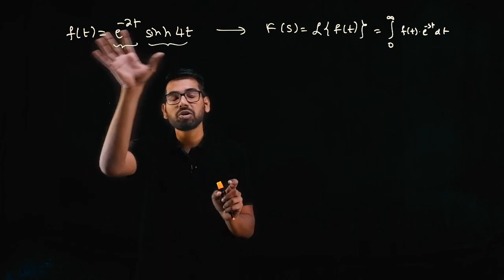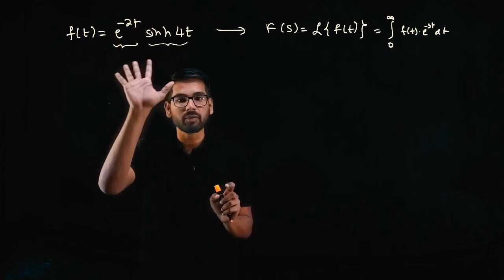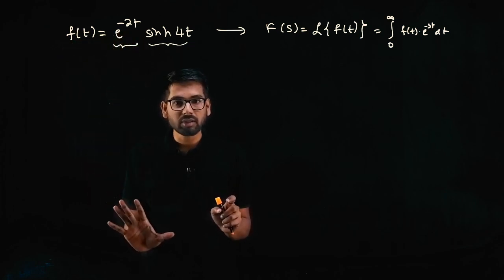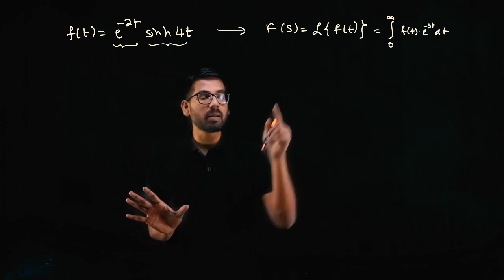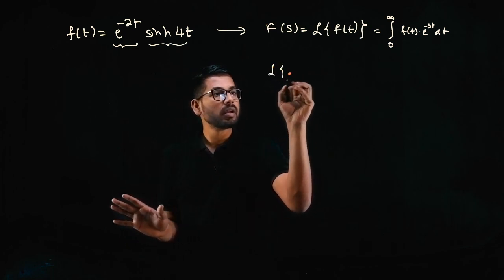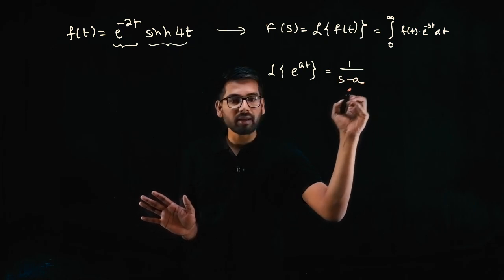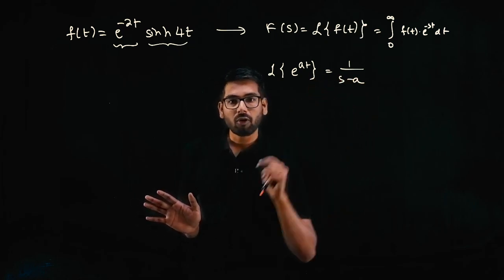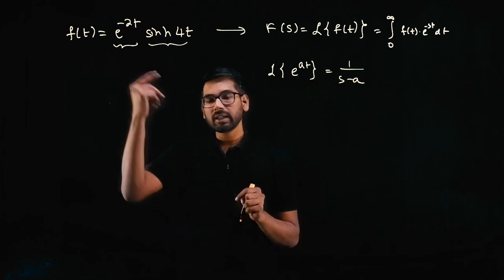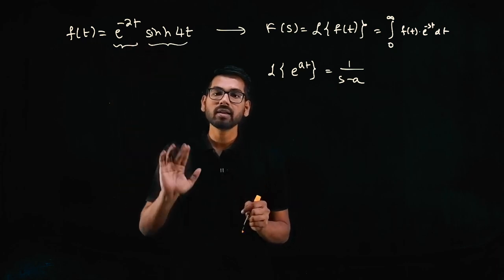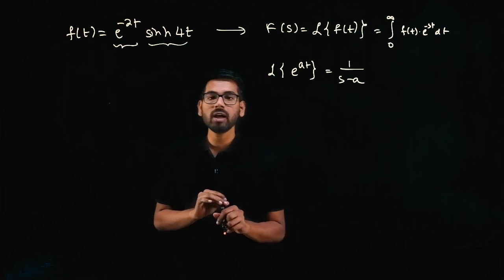We can convert this function into a simple sum of exponential terms, to which we know the Laplace transform. So Laplace transform of e power at we know, right? That is 1 over s minus a. So we need to use this formula to take the Laplace transform of this, after simplifying it to the simplest terms.